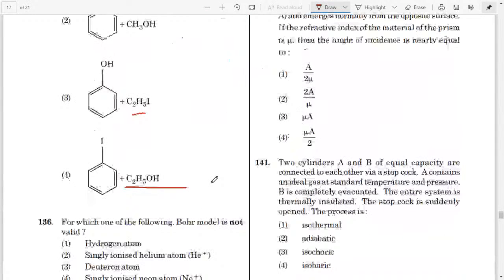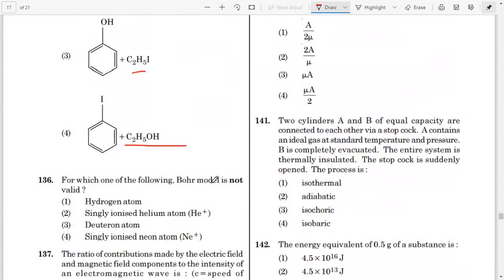Next, dear students, we have completed all 45 questions from chemistry.